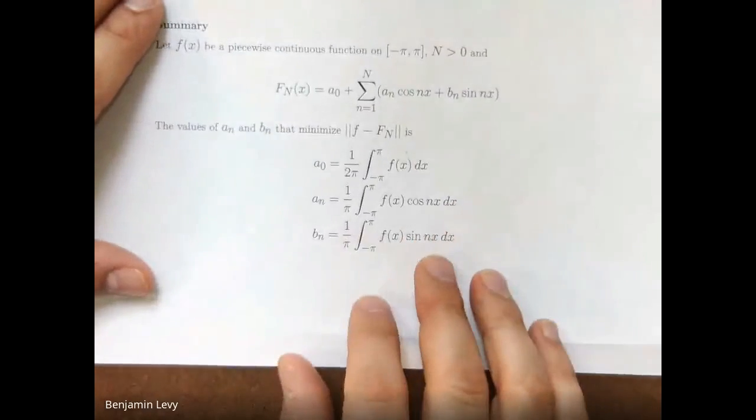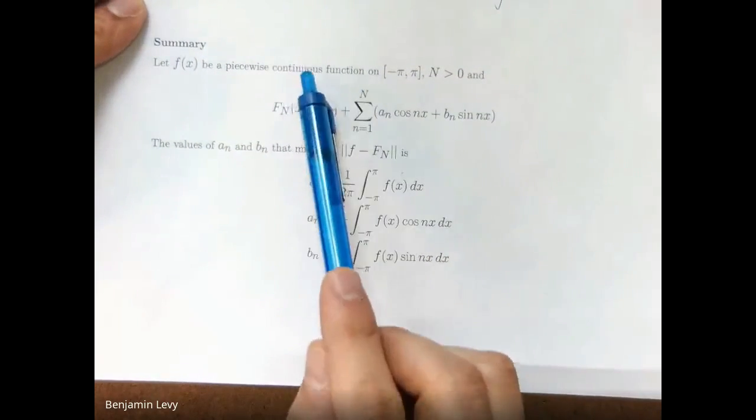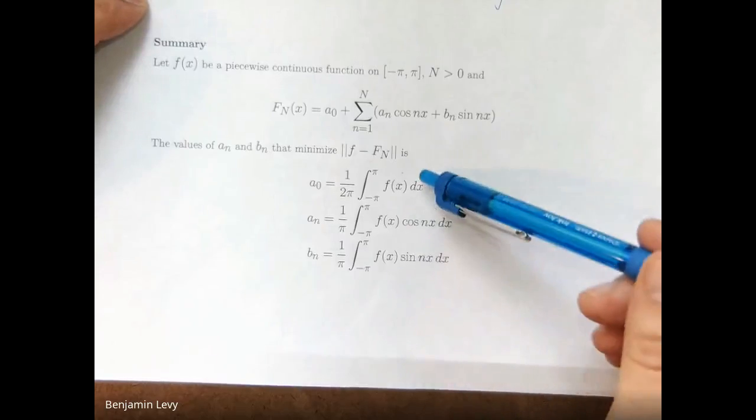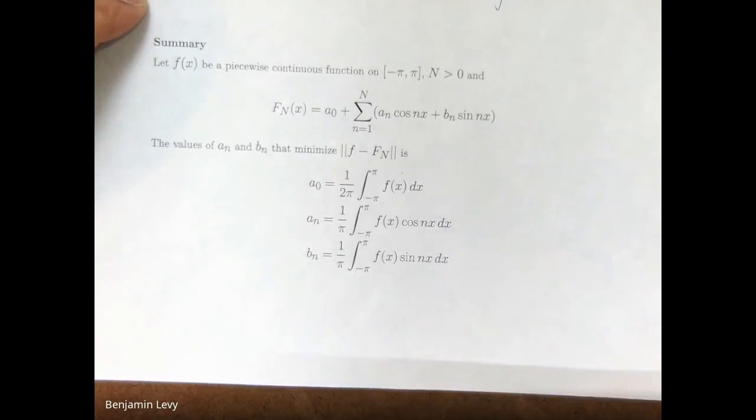But this is just the final takeaway. If we want to minimize the error, we would want to use these coefficients, which we know as the Fourier coefficients. Nothing groundbreaking there, but just kind of showing you how we can get that using some simple calculus.